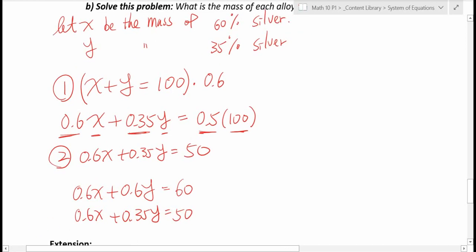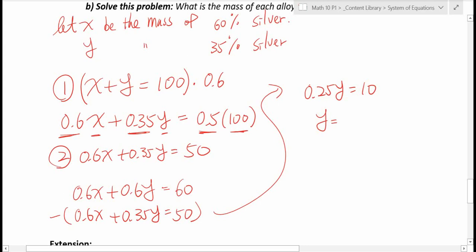Okay, now from here I can then subtract them, right? Because 0.6 minus 0.6 is 0x. We have 0.6y minus 0.35y, that's 0.25y. 60 minus 50 is 10. And now divide both sides by 0.25, you get y equals 40 grams.